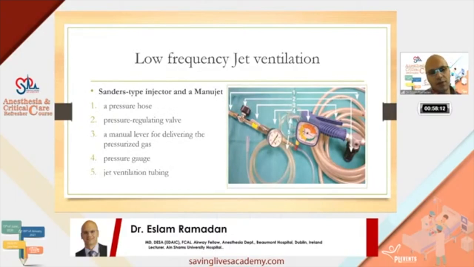These are the two most popular devices, Manujet and Sanders. You can see here the structure for them. The components are a pressure hose connected to the oxygen pipe, giving oxygen pressure of about 4 atmospheres, then the pressure regulator valve. You can control the pressure in the Manujet, but you cannot control it in the Sanders. Then the lever to push the jets of oxygen to the lung, then the pressure gauge here, and at the end is the jet ventilation tubing going to the patient.